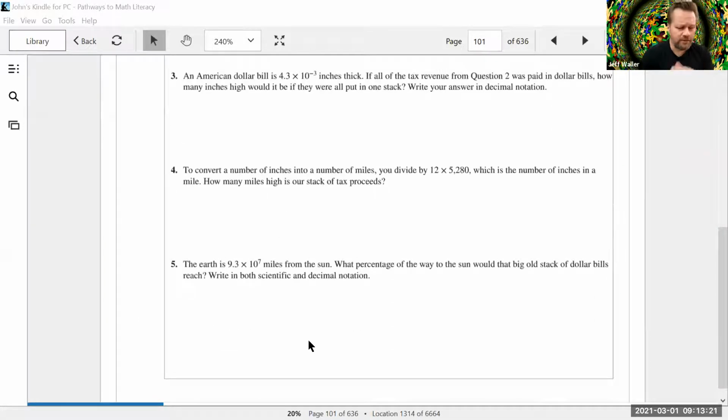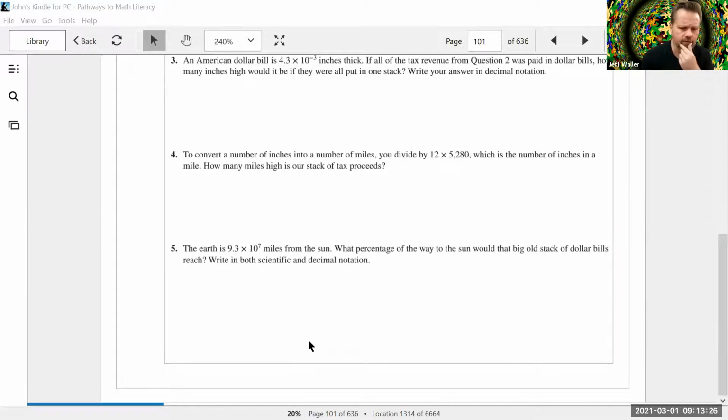Is there any other specific questions from this section as we're looking at this section? Can we try number 5 real quick? Okay, good. I was about to try to do number 5. So what percentage of the way to the sun would that big old stack of dollar bills reach?